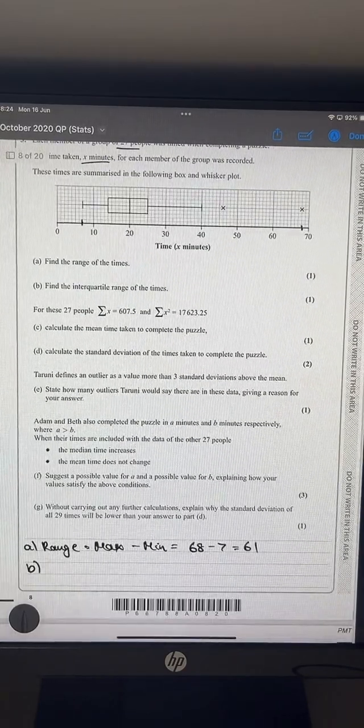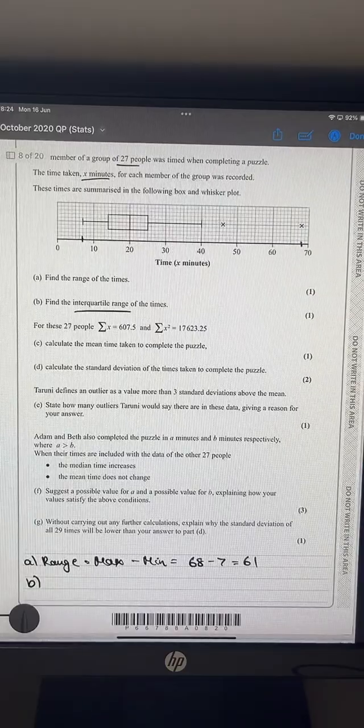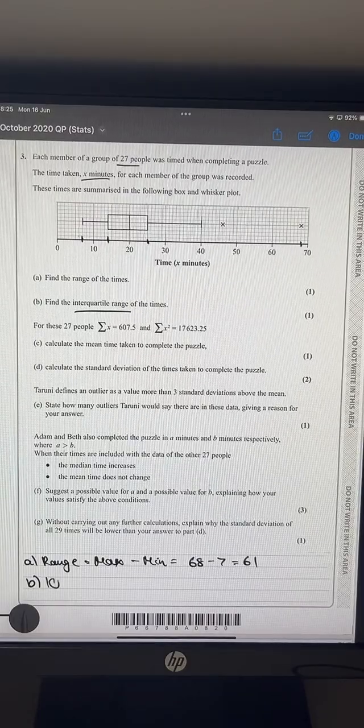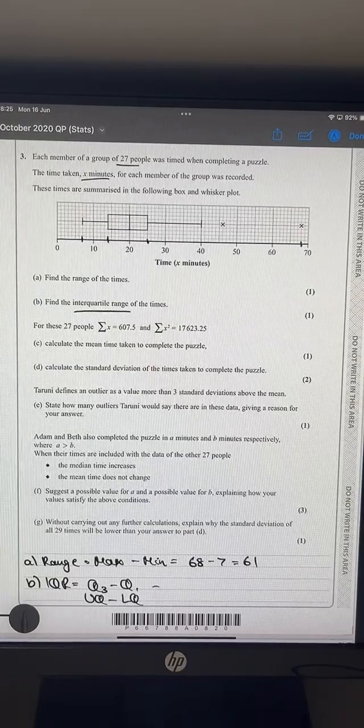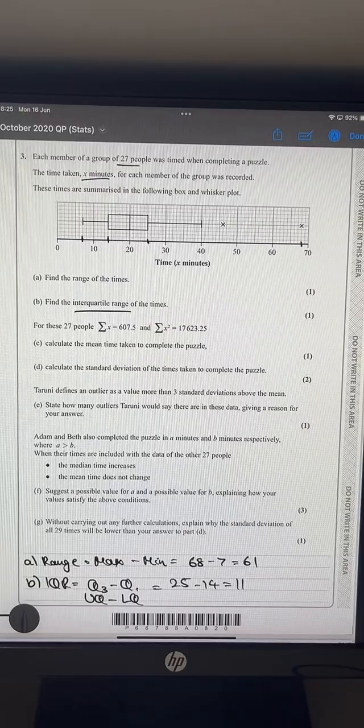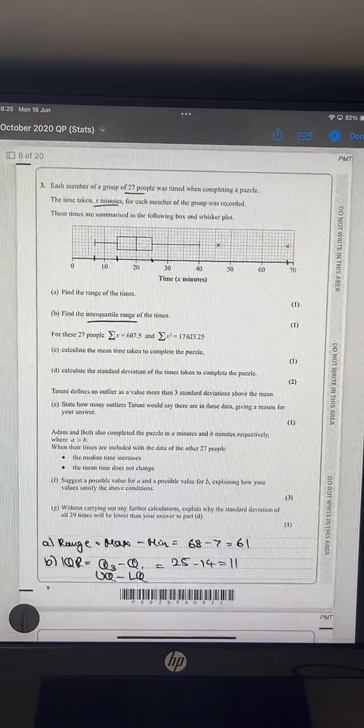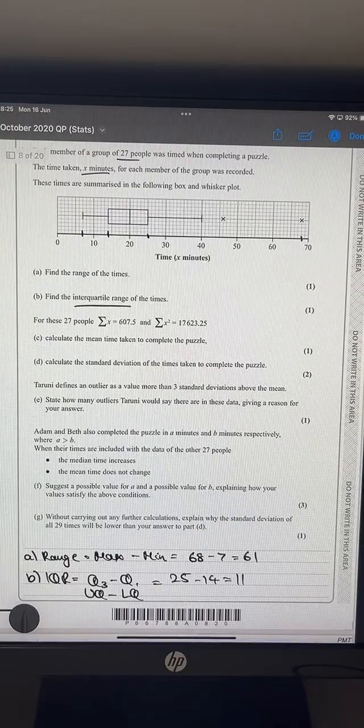Part B, find the interquartile range. So the interquartile range is from here to here, remember? So IQR is Q3 minus Q1, or the upper quartile minus the lower quartile, and that is equal to 25 minus 14, which is 11. So part A and B are nice and simple, just reading off a box plot. Part C.